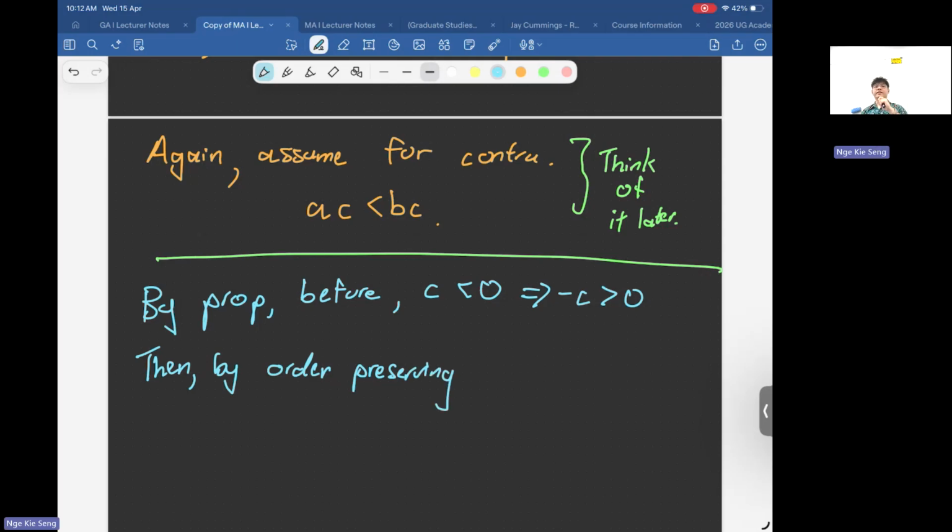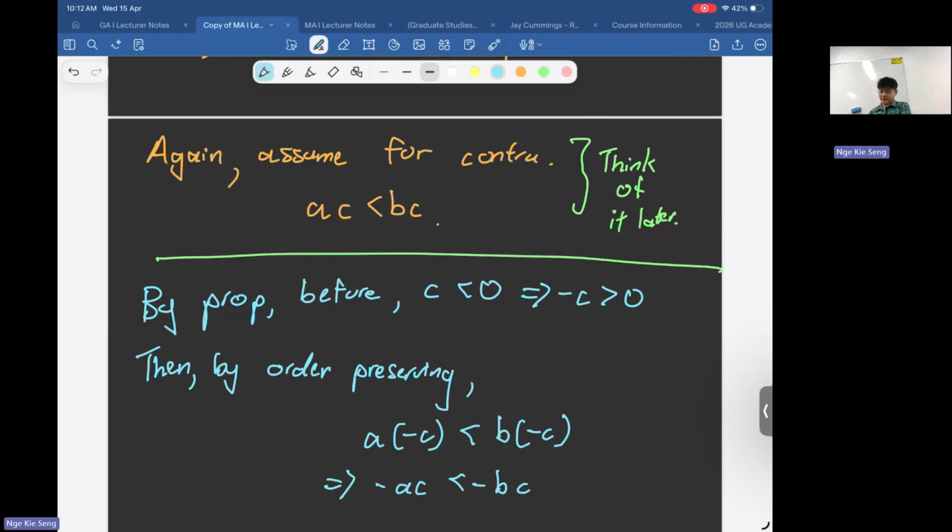Maybe this will give you some idea. We use the order preserving property here. What do I use here? So A times minus C should be strictly less than B times minus C, which I get minus AC less than minus BC. So I think there's a hack here. Did you see what's the hack here?